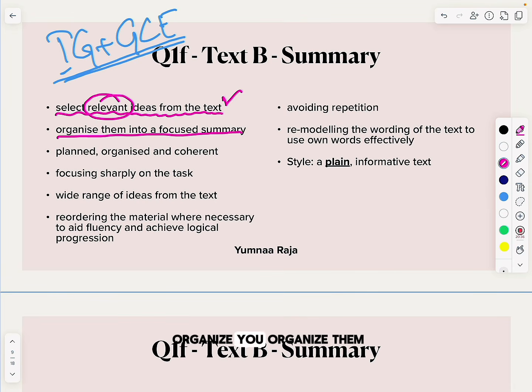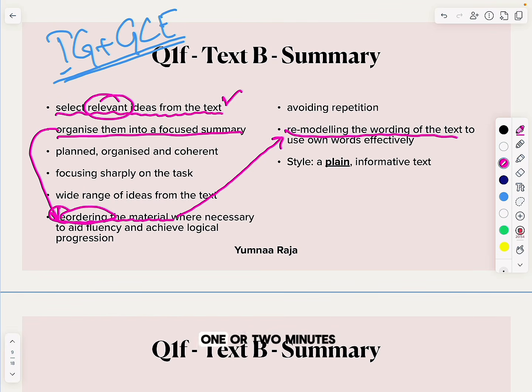So how do you organize? You organize them by a couple of things. Number one, you reorder the material and you remodel the wording of the text. You're going to organize your summaries by using these two things. The words are reordering and remodeling. Now I'm going to spend 1 or 2 minutes on this, so please pay very close attention.